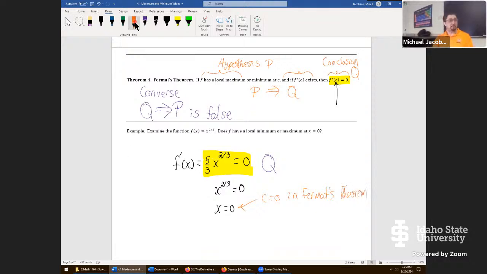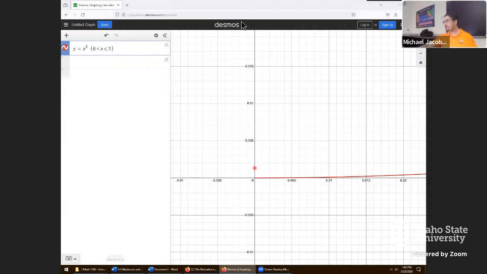But this is dangerous, right? We're reversing an if-then, or P implies Q, statement. We're starting with the conclusion and hoping the hypothesis is true. It turns out it's not. The hypothesis says f has a local maximum or minimum. Let's take a look at the function and see if we can spot it.